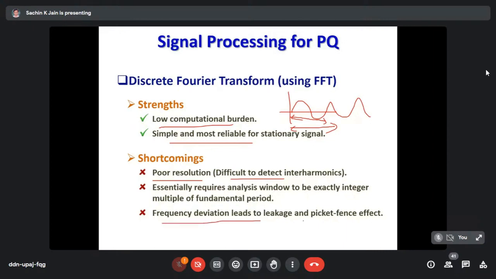And the frequency deviation leads to leakage and picket fence effect. For example, you have defined this window for 50 Hz signal. And if your frequency has changed to 50.1 or 49.9, it means in one cycle, your window will overlap or it will underweight. So again non-integer cycles will be there. So it will again lead to leakage and picket fence effect. These are very prominent in Fourier transform.